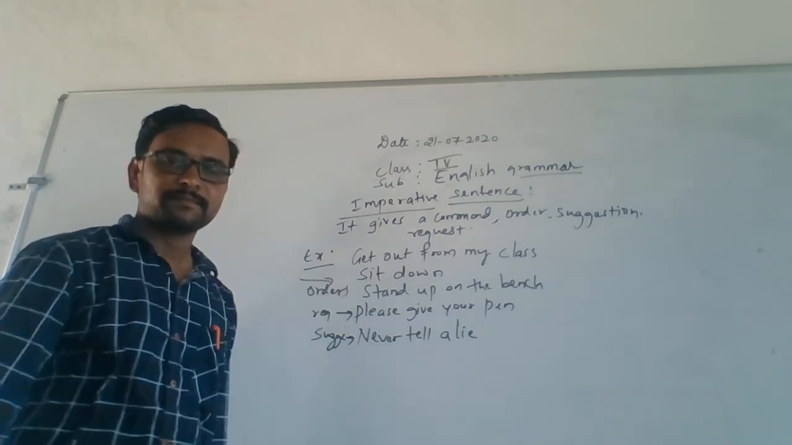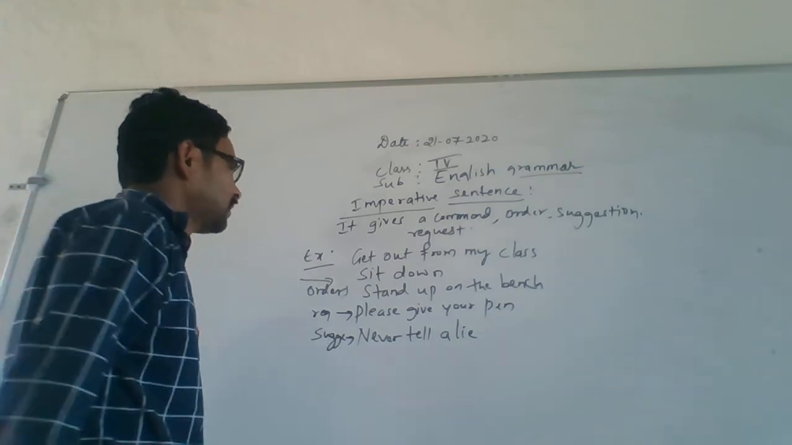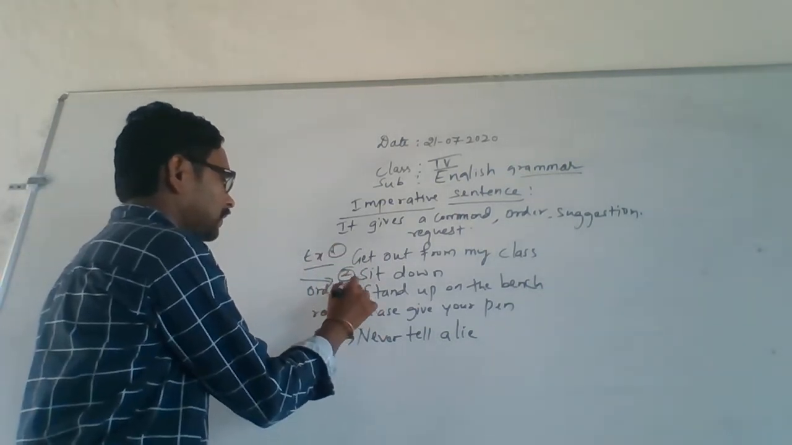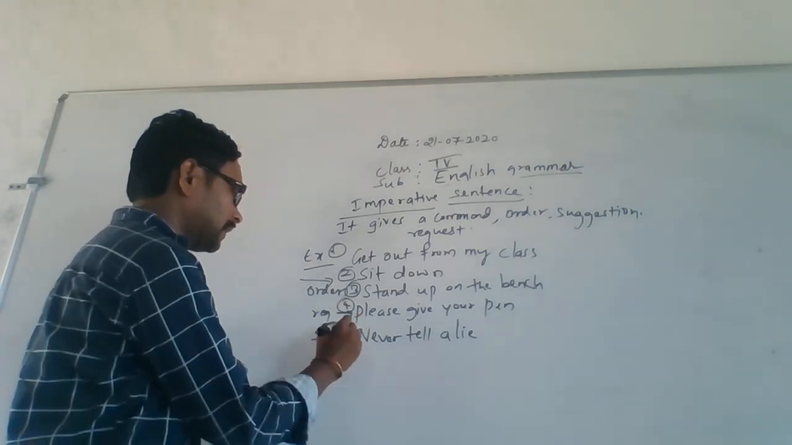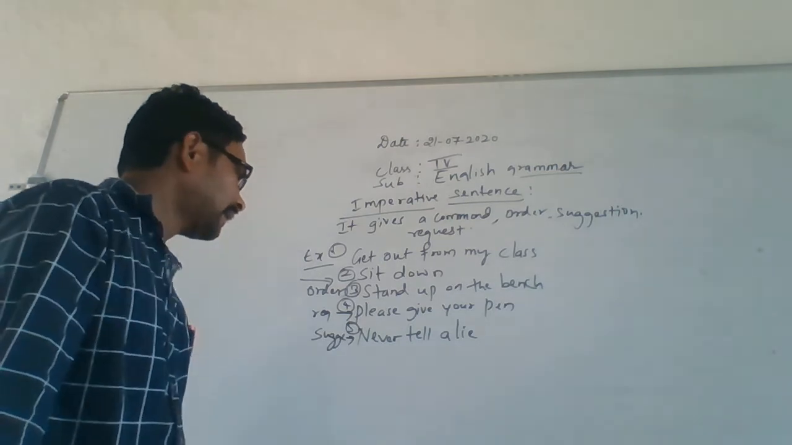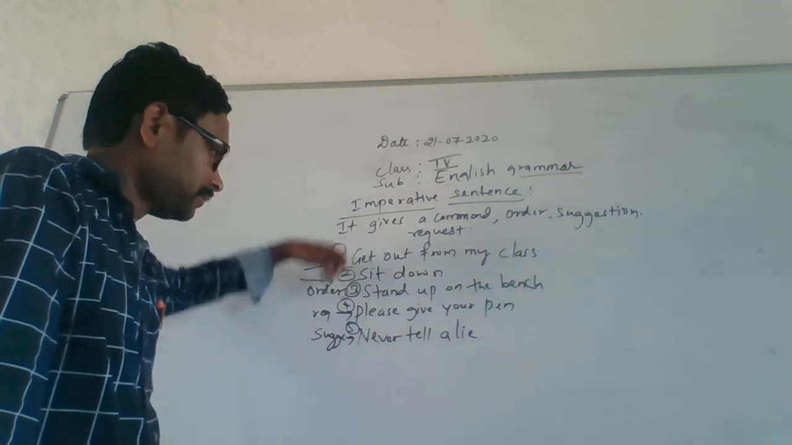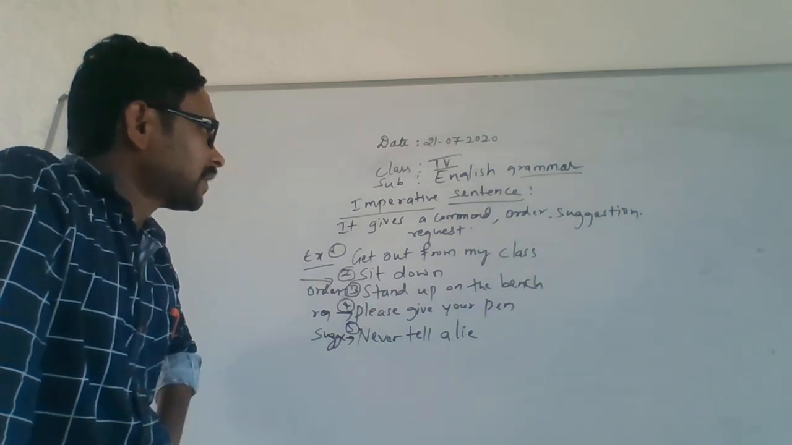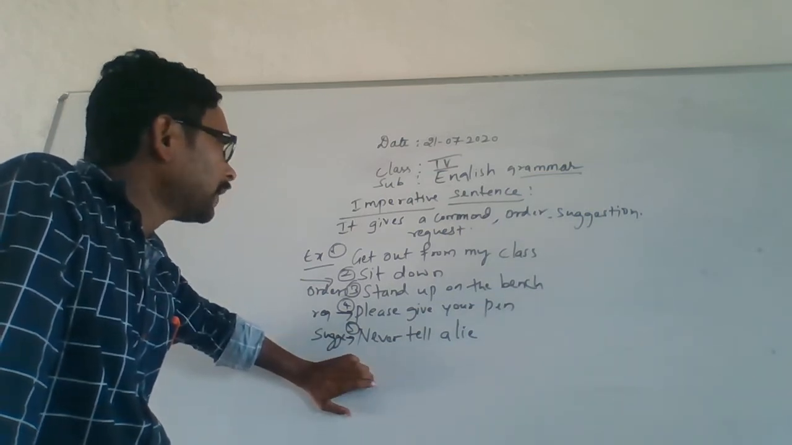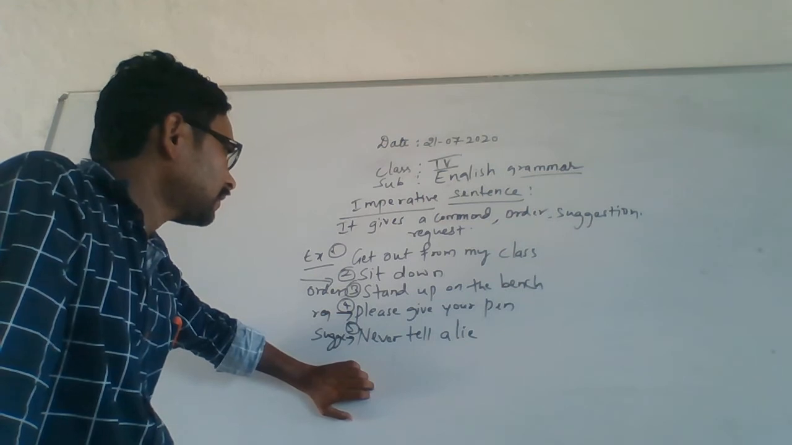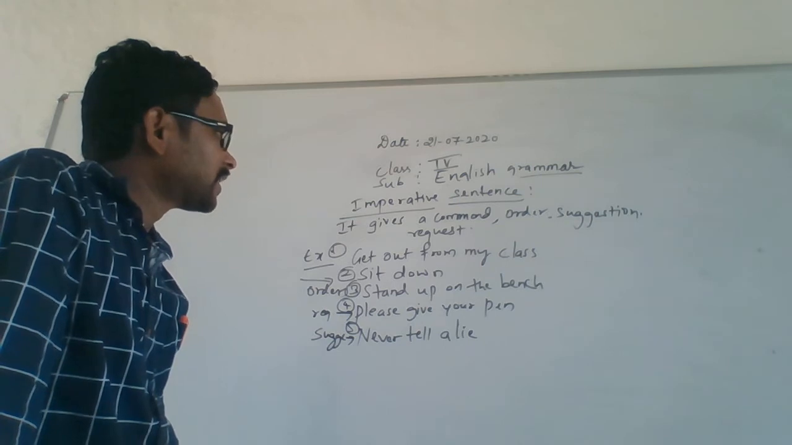Is it understood? First one, get out from my class. Second one, sit down. Third one, stand up on the bench. Fourth one, please give your pen. Fifth example, never tell a lie. What is an imperative sentence? These are the examples of imperative sentence: command, order, suggestion or request. So last one is there. What is that?